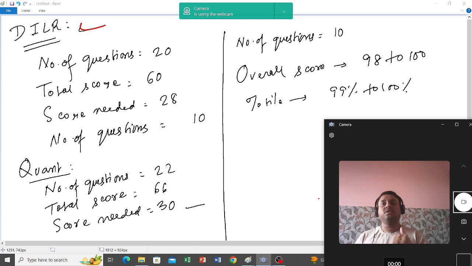The different types of questions that come in LR are from blood relations, seating arrangements, ranking and ordering, and you get some questions from clocks, but not that much priority. Then you have questions from team selections, and various other categories.